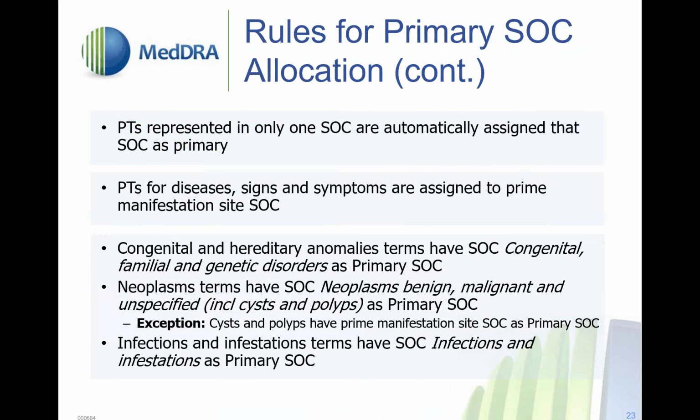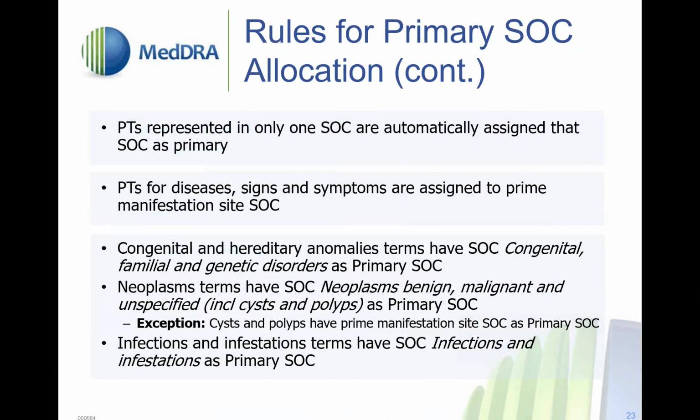The selection of primary system organ class has rules that are followed by MedDRA and the MSSO team when we are making additions to MedDRA. Firstly, if the medical concept can only be represented in one system organ class, then of course that system organ class is automatically assigned as the primary system organ class. The PTs that represent diseases, signs, and symptoms are usually assigned a primary system organ class based on the site of primary manifestation. So what part of the body would the manifestation of that disease be shown in primarily? That would be the primary system organ class.